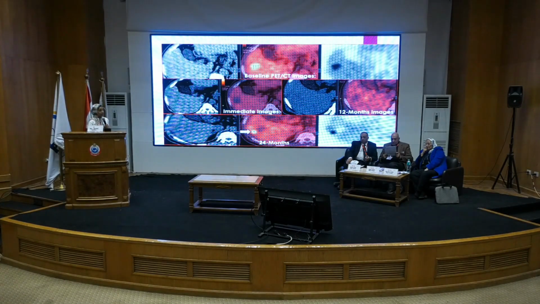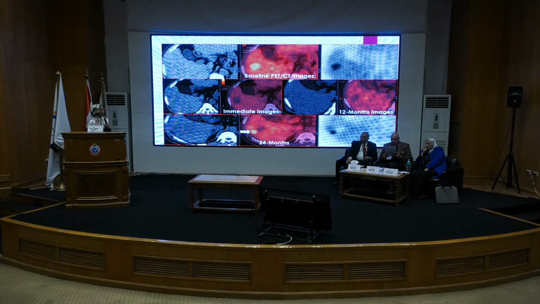Case number 3. This patient also had an active hepatic focal lesion. Immediately after RF, the patient showed complete ablation. At 12 months, the patient still had complete ablation. It wasn't until 2 years, at 24 months, that the patient showed local tumoral recurrence, with this active focal uptake noticed here.